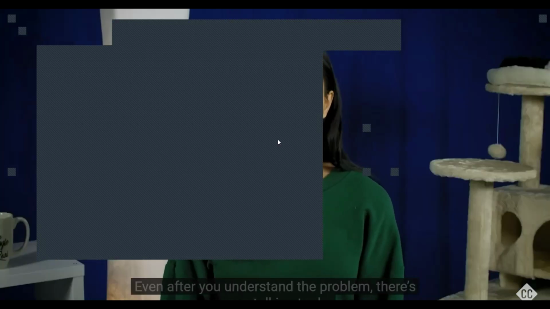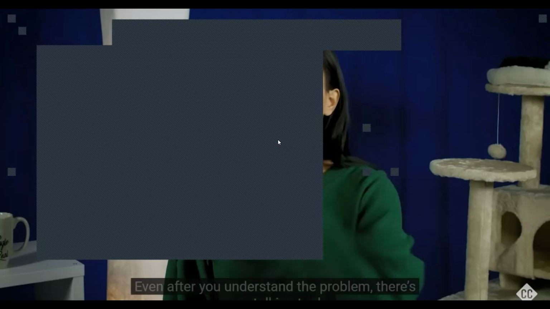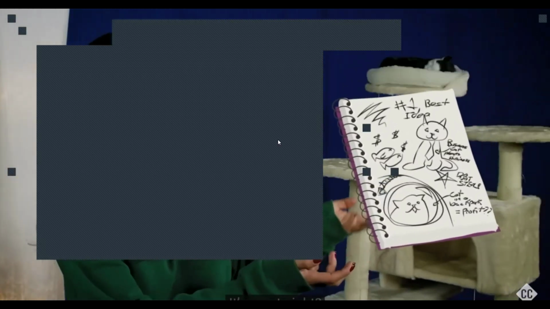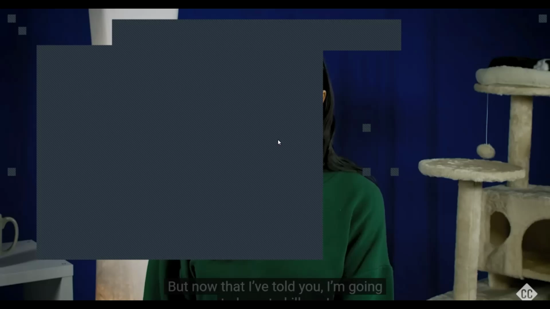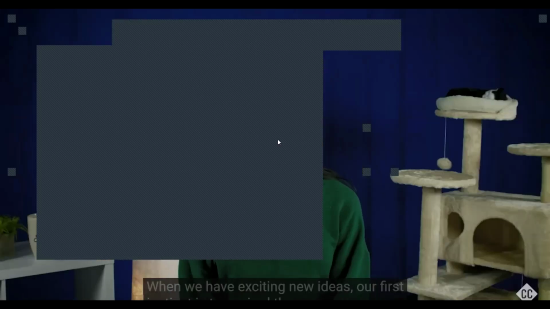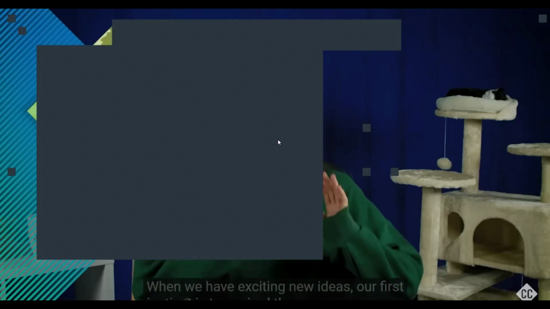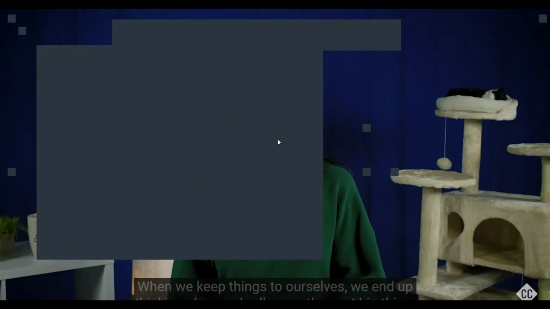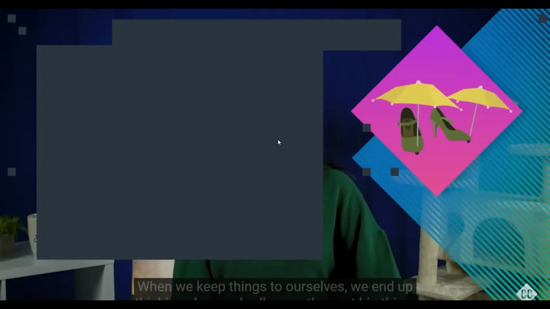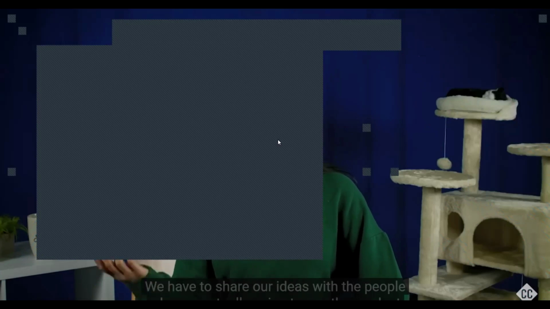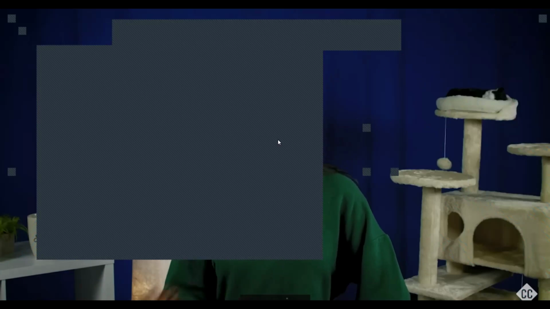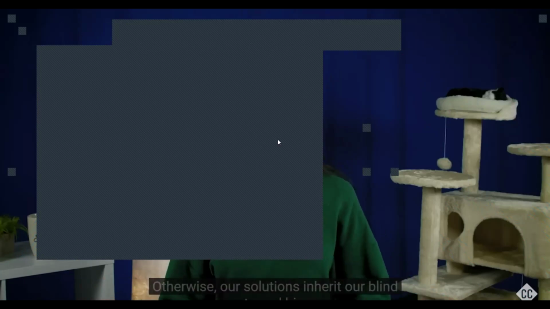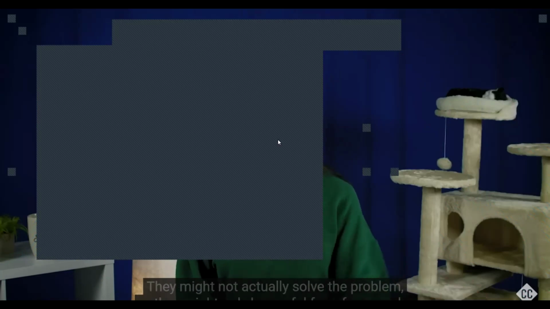Even after you understand the problem, there's more talking to do. Let's look at my latest big idea. It's great, right? But now that I've told you, I'm going to have to kill you. When we have exciting new ideas, our first instinct is to squirrel them away so no one can steal them. But that's bad. When we keep things to ourselves, we end up thinking that shoe umbrellas are the next big thing. We have to share our ideas with the people who are actually going to use the product or service. Otherwise, our solutions inherit our blind spots and biases. They might not actually solve the problem, or they might only be useful for a few people.